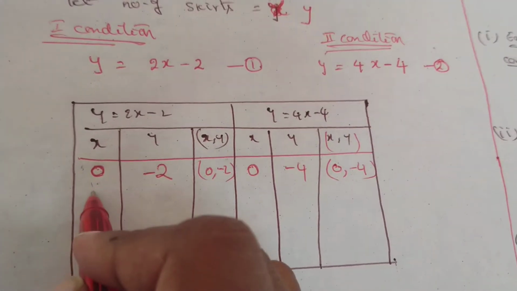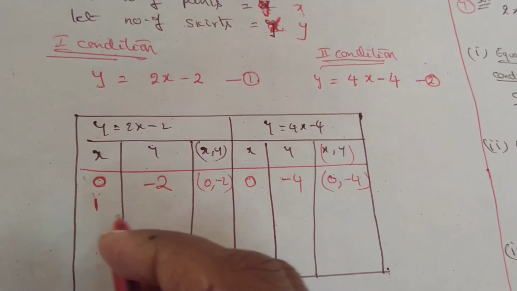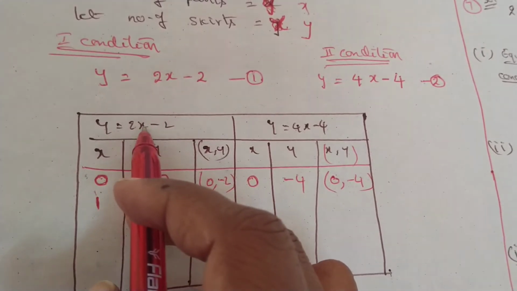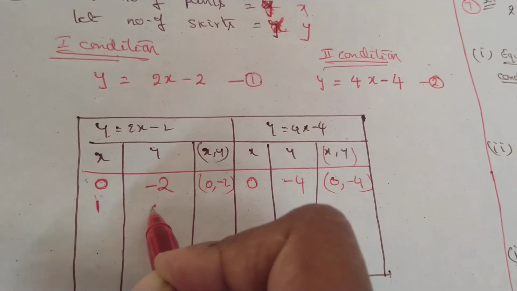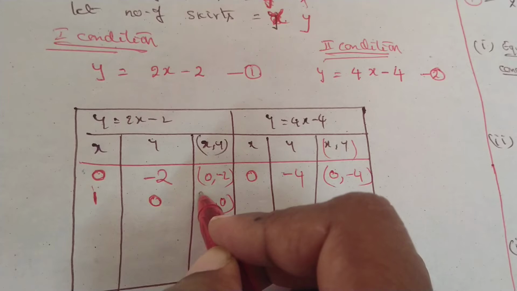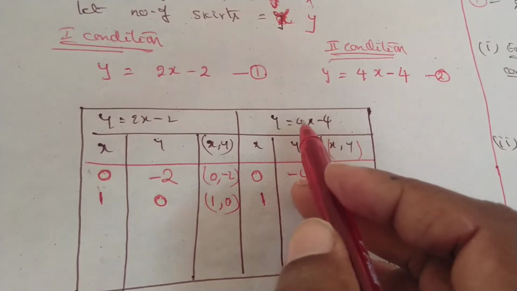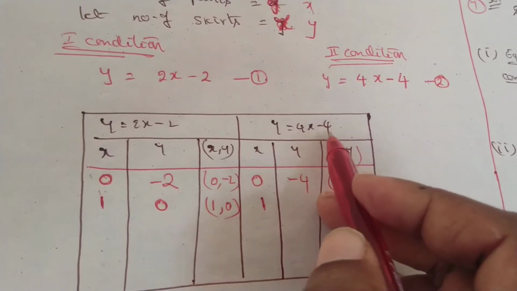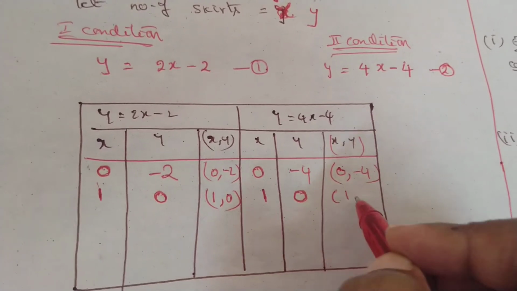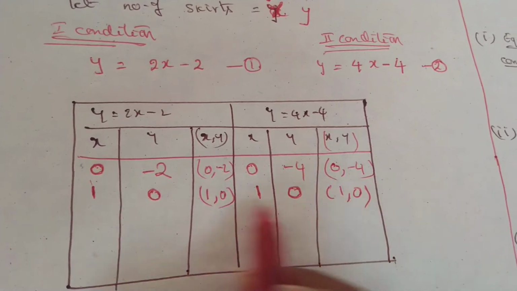Now let me take X is equal to 1, meaning she bought one pant. In the first equation, 2 into 1 is 2, 2 minus 2 is 0. So it is 1 comma 0. For the second, 4 into 1 is 4, 4 minus 4 is 0. So you got the Y value to be 0. So what is the value? 1 comma 0. You can see that X and Y are the same in both.